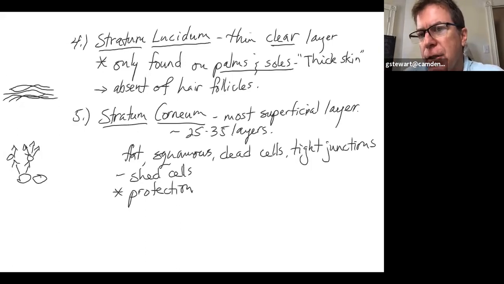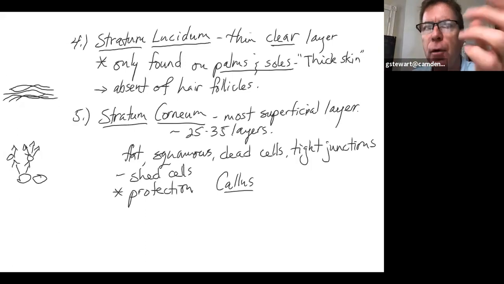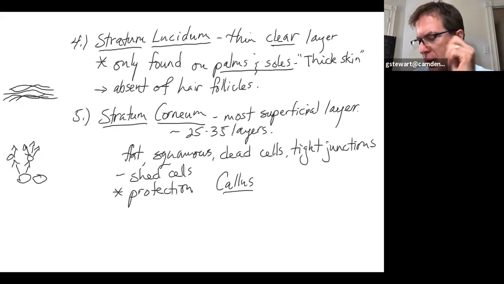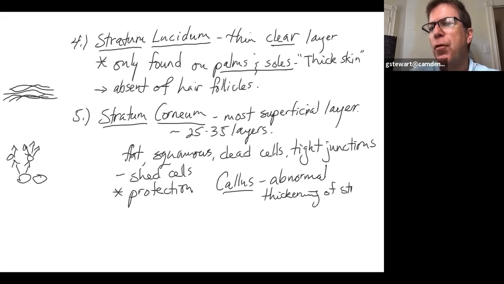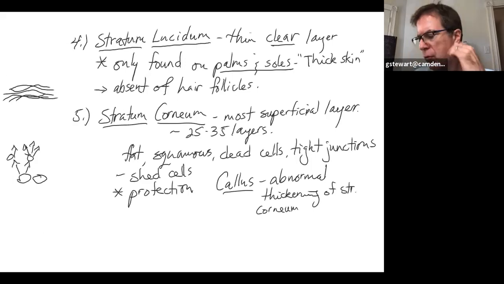I'm probably not going to test you on this, but we've all heard the word callus. What a callus is, you and I both know from having been alive as long as we have, but really it's an abnormal thickening of the stratum corneum. And that abnormal thickening comes from overuse or from some sort of constant abrasion.